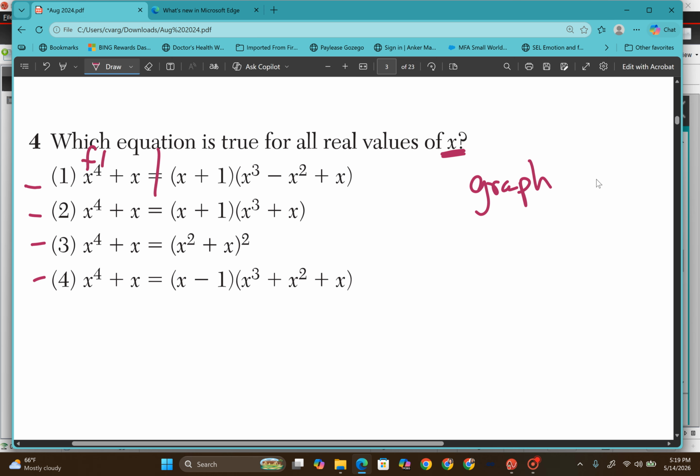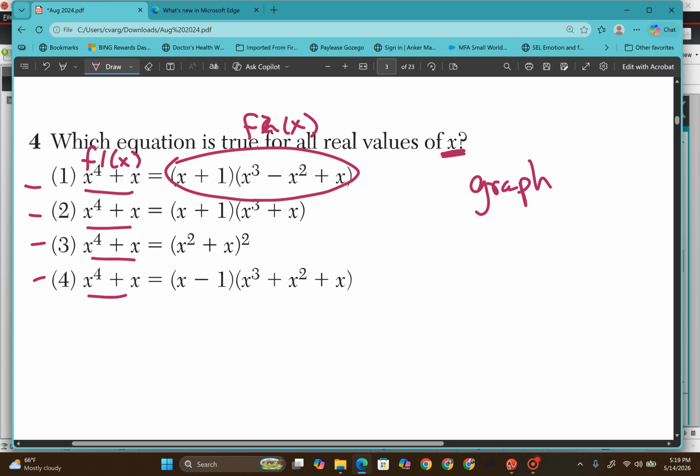You go to f1 of x, and you see how x to the fourth plus x, they're all the same thing. So you plug that under f1 of x, and then you plug in each of these under the f2 of x. So this gets plugged into f2 of x, and you see which one is the same thing.